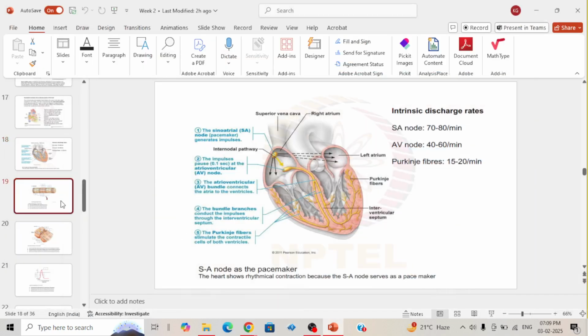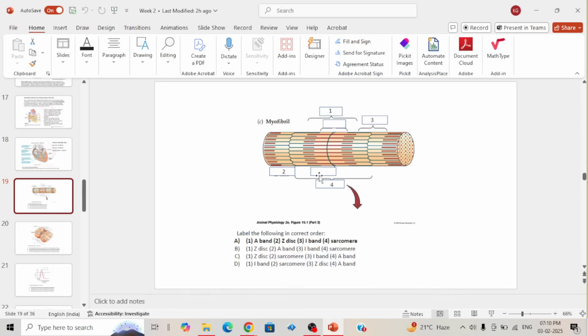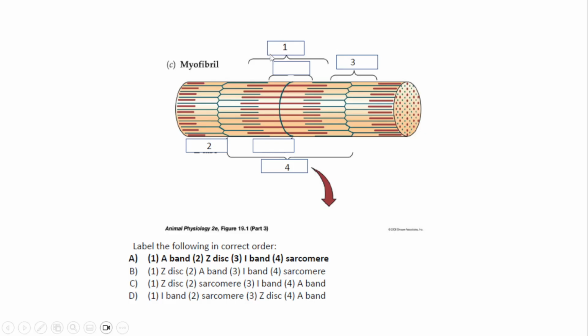I hope you all were able to solve the assignment. Let's see. Okay, what is this thing which is marked as 1? Can anyone answer this? This band. You have read this structure in skeletal muscles, so you must remember what this band is called. The one that is marked as 1.